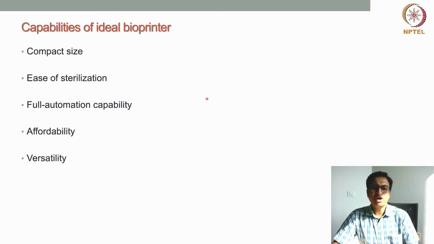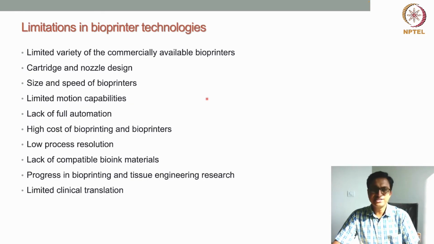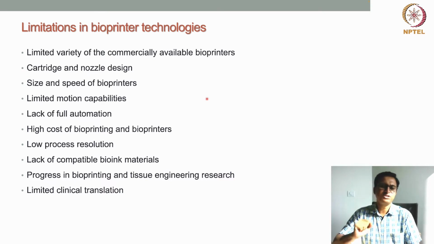But do we have all these qualities in current bioprinters? Let's see what are the limitations of bioprinter technologies in the current scenario. Like what type of bioprinters we have. We have seen different bioprinting technologies. We have also seen what are the ideal capabilities of a bioprinter. Now let us see currently what are the different types of bioprinting and what are the limitations of these bioprinters?